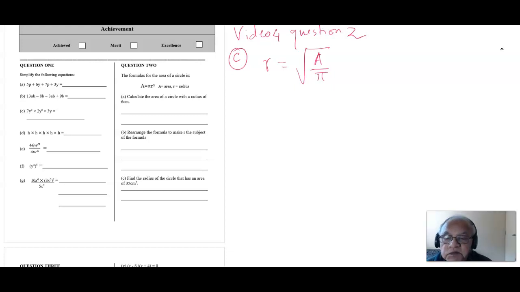That would give you the radius of the circle. And that's the reason we make different variables the subject. It'll be useful in physics, in some parts of science, and mathematics always requires this kind of skill, rearrangement. So please learn it.